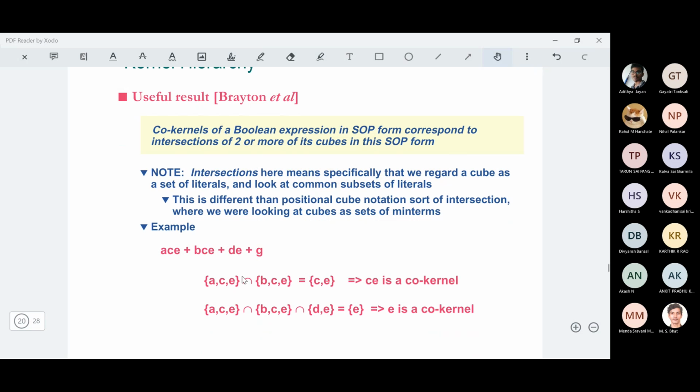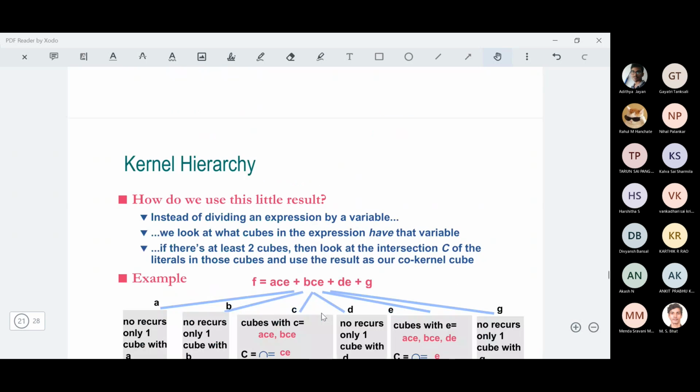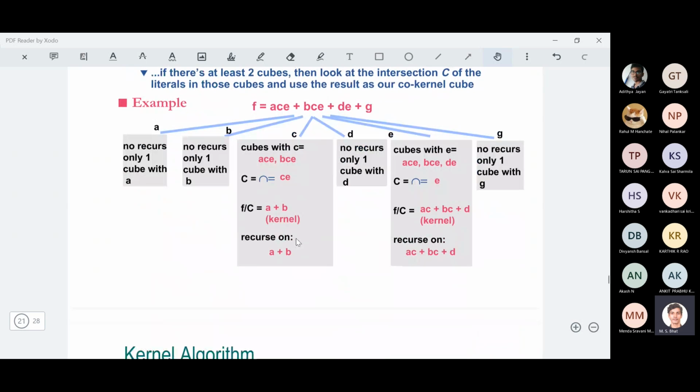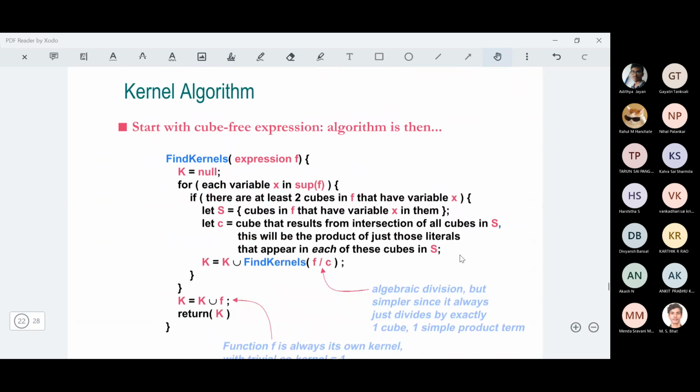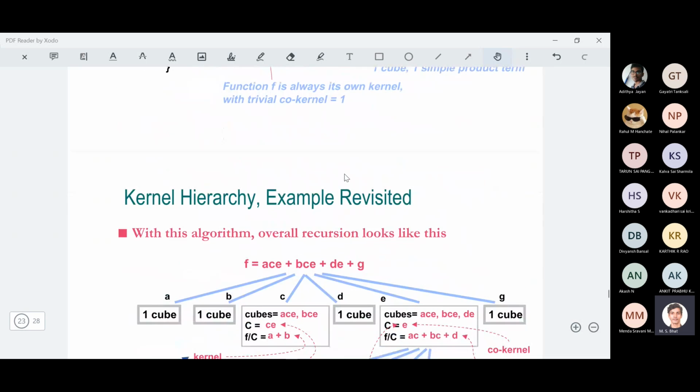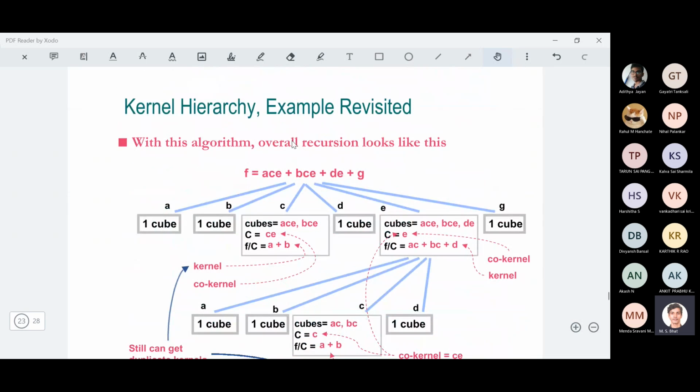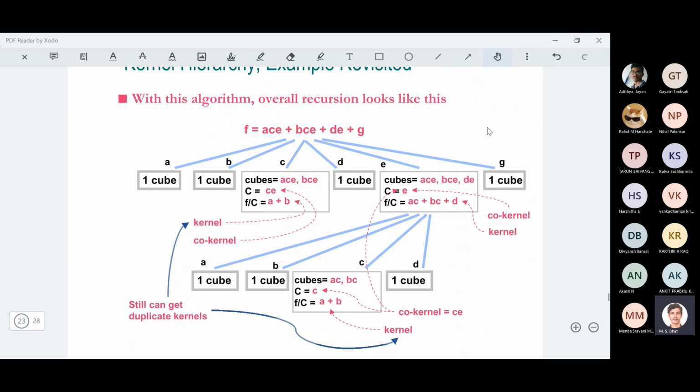the kernel. Similarly, if I intersect ACE with BCE and DE, you get E as the co-kernel, and AC plus BC plus D as the kernel. So that is what you get: AC plus BC plus D. So here is the kernel algorithm. You go through this kernel algorithm.